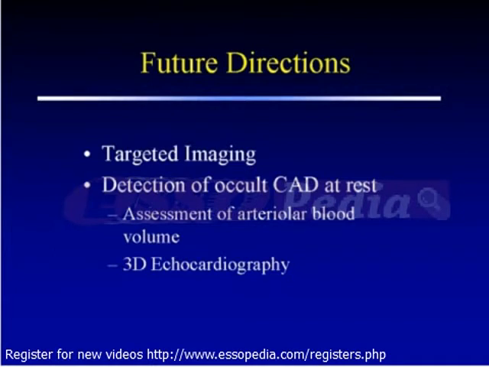In the future, it is possible that targeted imaging may help to further delineate whether patients are presenting with acute ischemia or whether their wall thickening abnormality is old. Secondly, it would be ideal if echocardiography could be used to detect occult coronary artery disease at rest. There are possible ways of doing this using assessments of changes in arteriolar blood volume, but this is beyond the scope of this present discussion.